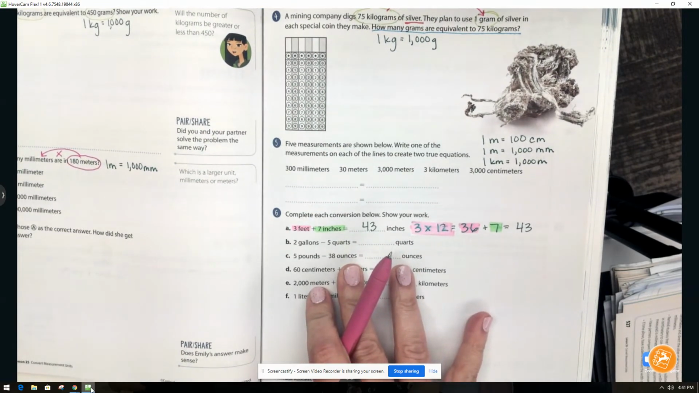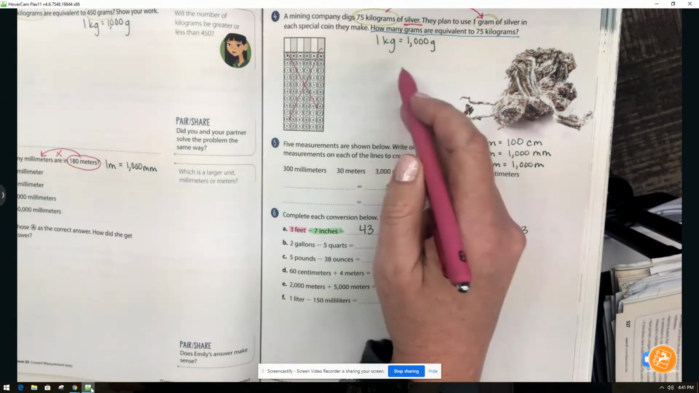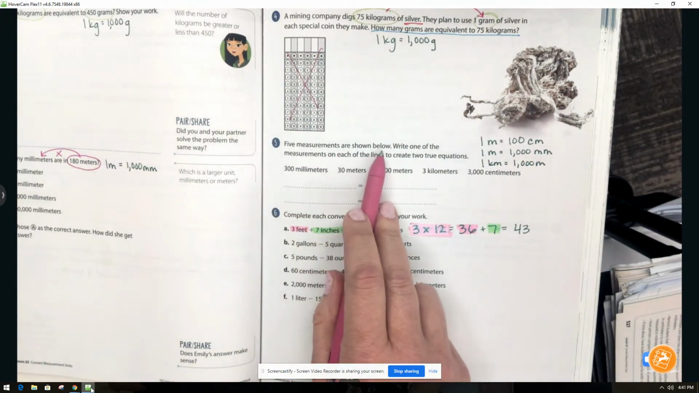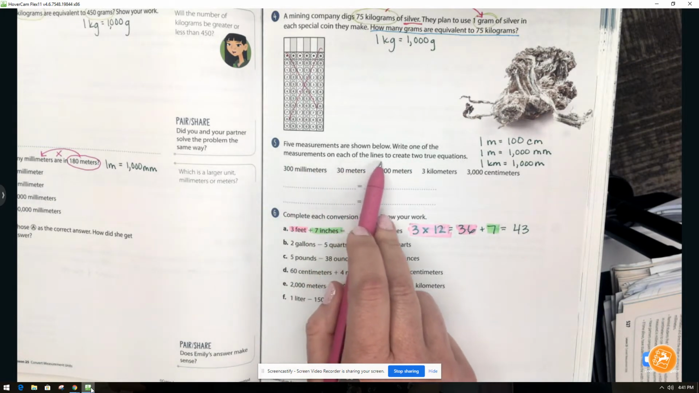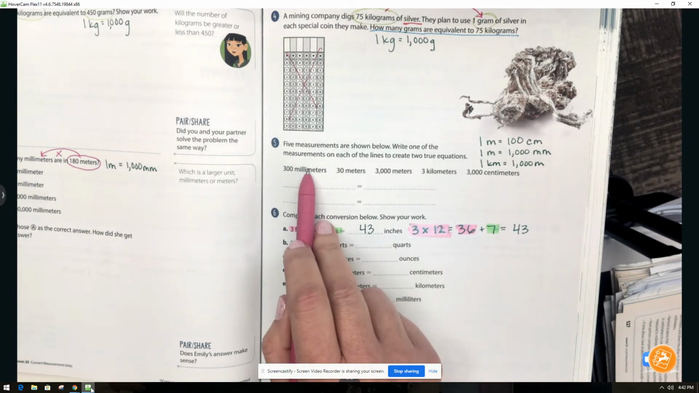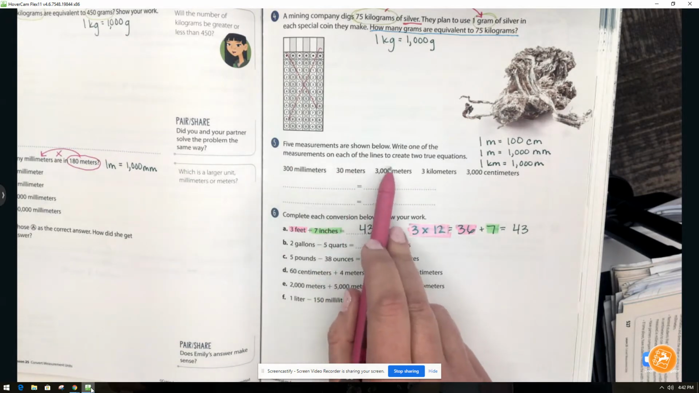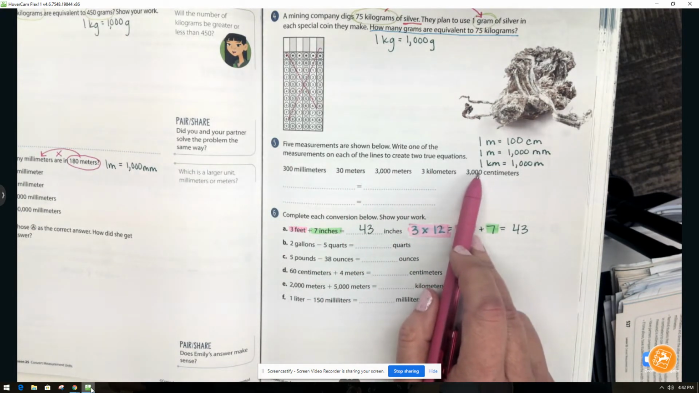All right, for number 5, and don't worry about this, you can just write your answer in the blank. For number 5, 5 measurements are shown below. Write one of the measurements on each of the lines to create 2 true equations. So you want to use 300 millimeters, 30 meters, 3,000 meters, 3 kilometers, or 3,000 centimeters.